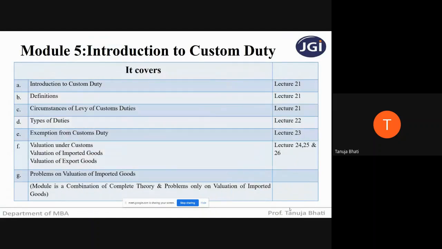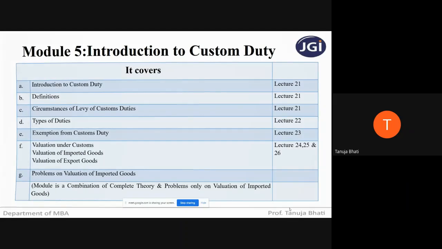As in this module, we know it is purely an introduction to customs duty, and we have already seen the introduction, definition, circumstances, types of duty, and exemption from customs duty. We are dealing with valuation under customs. We have finished the theory part of valuation of imported goods, so today we will be continuing with problems on valuation of imported goods.